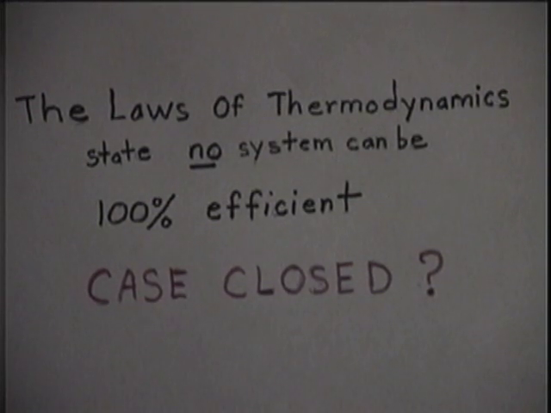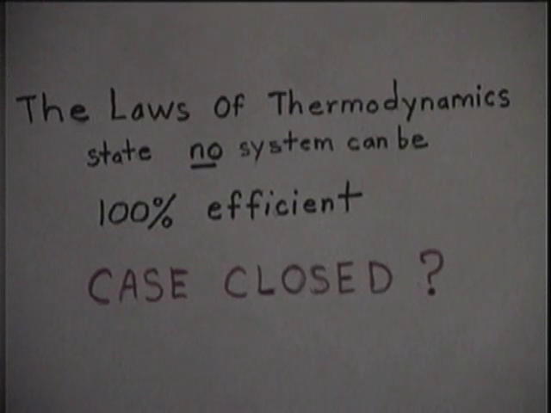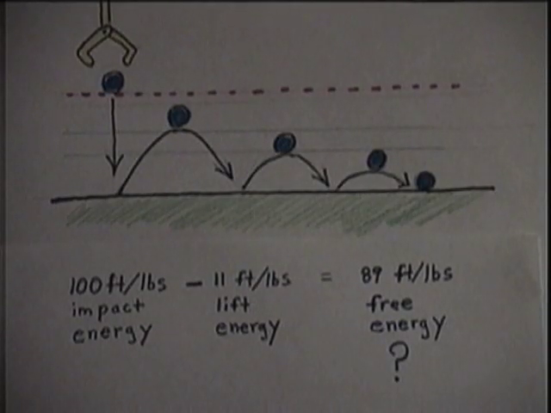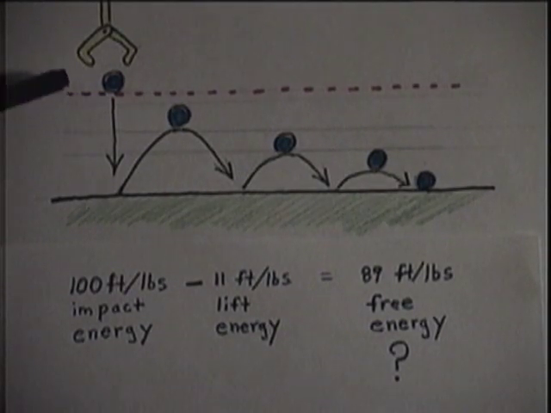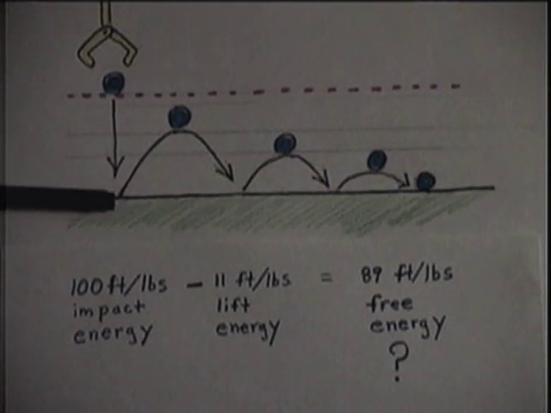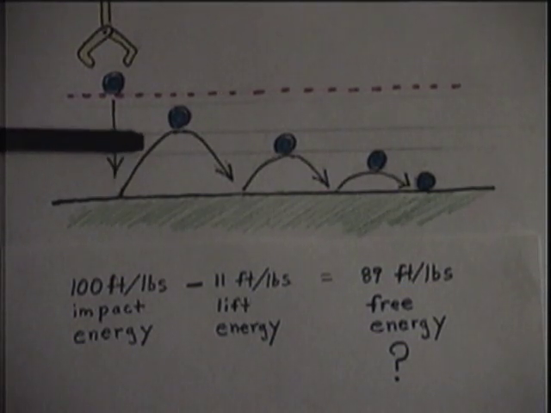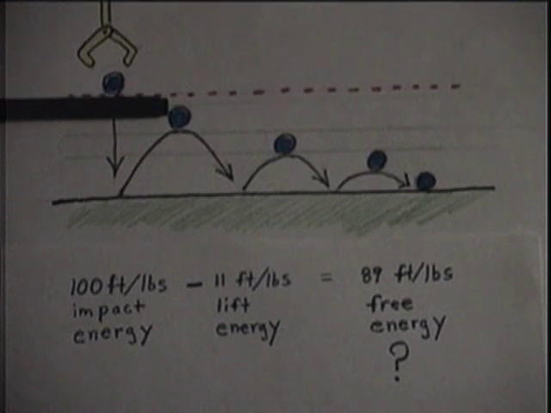So is it case closed? If we have to have 100% of the impact energy to raise it back to the position it fell from, it seems like no free energy device is possible using gravity. However, there is a way around this, so to speak, and that's by using an oscillating system. A bouncing ball is an example of an oscillating system. The ball drops and hits the ground and then goes back up maybe 90% of the way naturally.